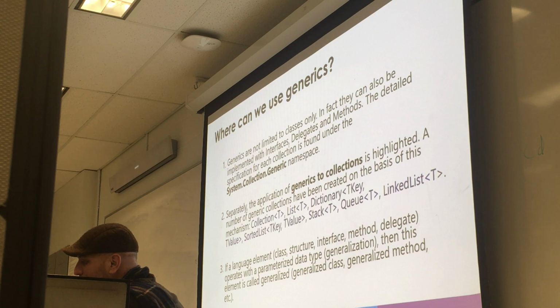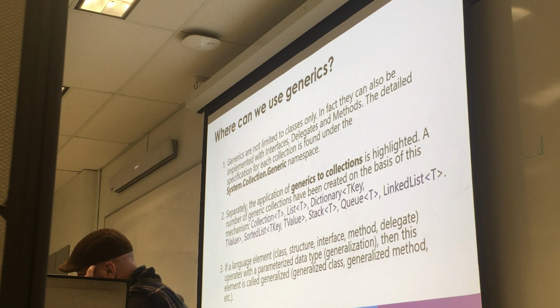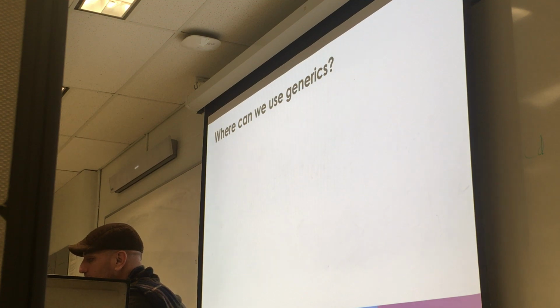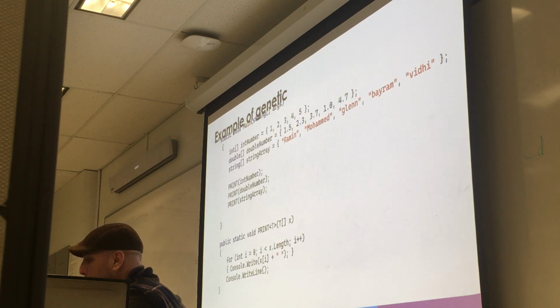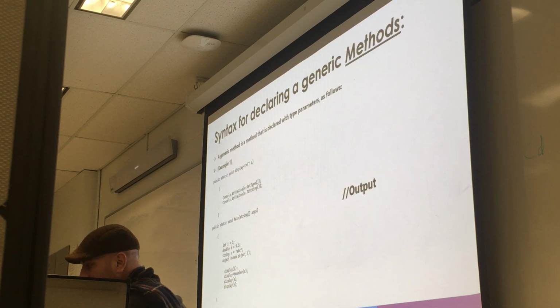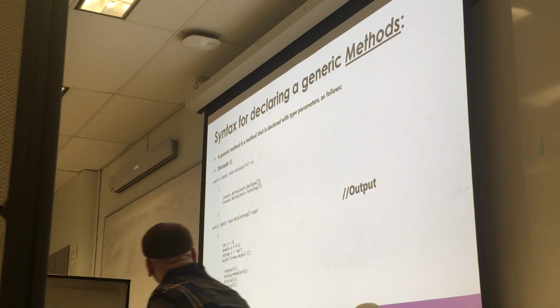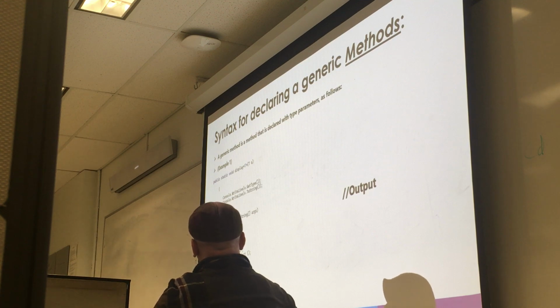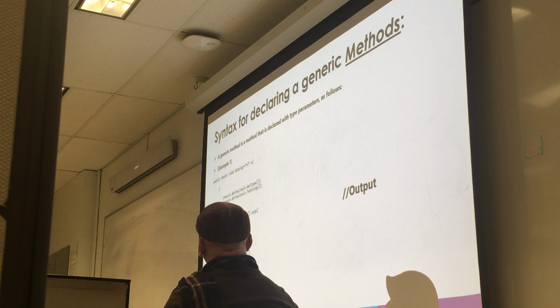If a language element, class, structure, interface, method, or delegate operates with a parameterized data type, then this element is called a generalized class or generalized method. Like this example, this is a generalized method. This second example: public static void display. Please try this code.